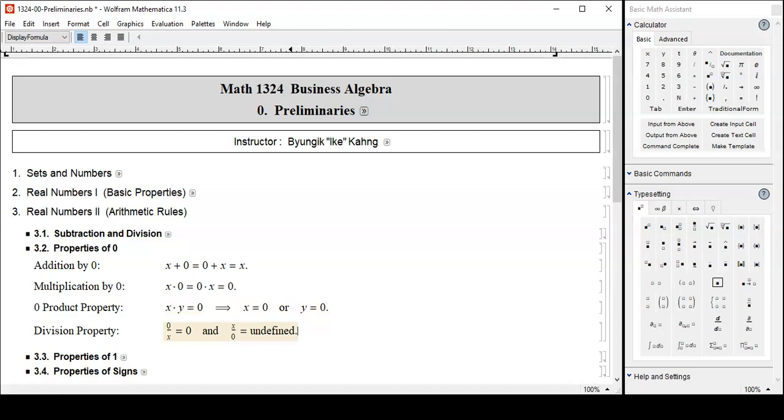0 over x, that's okay. 0 divided by 14 is 0. 0 divided by 2 is 0. 0 divided by square root of 17 is 0. It's all okay. But if the denominator is 0, then that's undefined. Even 0 over 0 is undefined. So the denominator cannot be 0. But the numerator, that's okay, because this thing is, as a matter of fact, 0 times 1 over x. And 0 times something is always 0, you see. Whenever 1 over x is well defined, this expression is totally fine. This expression, on the other hand, is not fine. So no denominator 0, but numerator 0, that's okay.